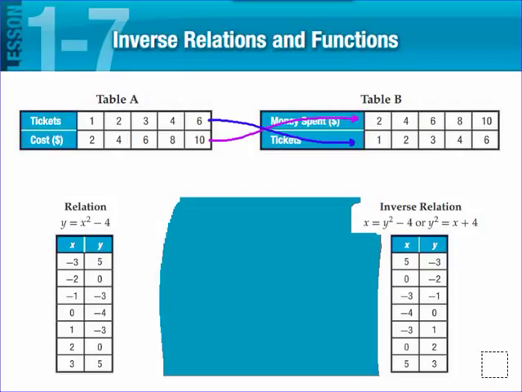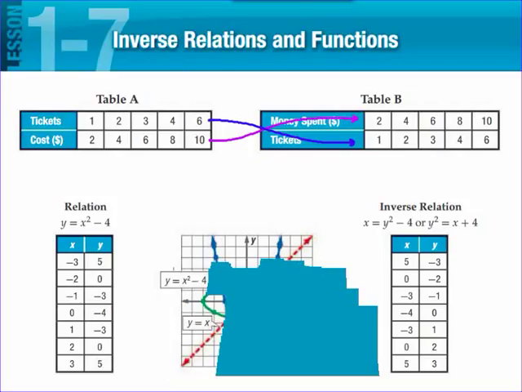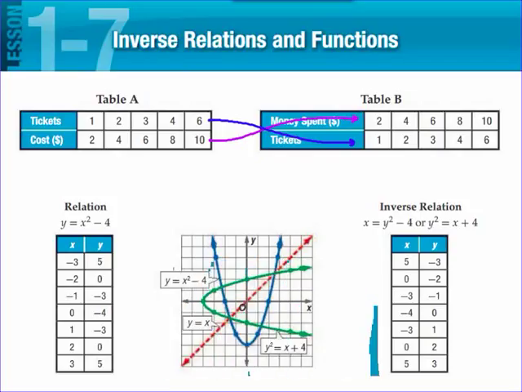Now we're going to look graphically at what happens when we have an inverse relation. Looking at the first relation, y equals x squared minus 4, what can you tell me about it? x squared is a parabola that opens up. How do we know it opens up? Because the x squared is positive. That correlates to the blue.